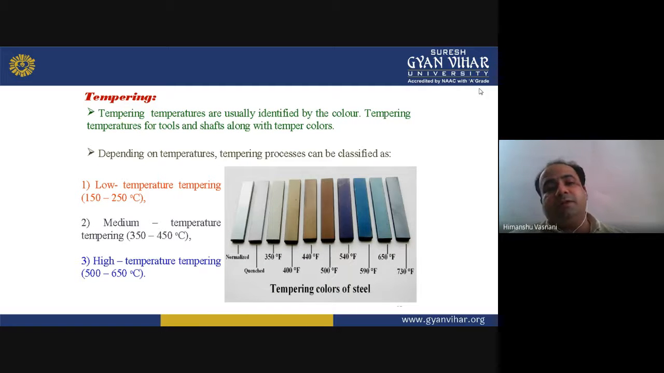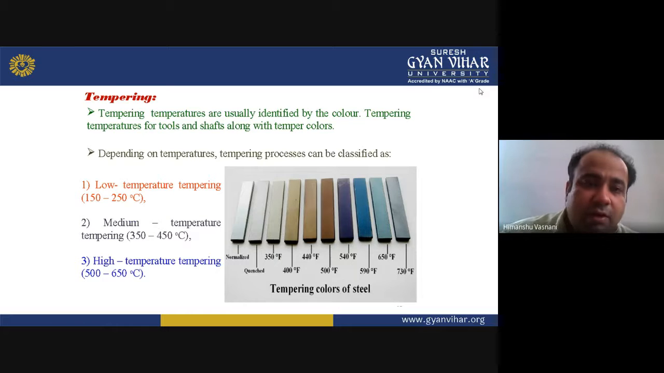Tempering temperatures are usually identified by color. You can see the tempering colors of steel at different temperatures, and how the different colors are formed in tempering. The tempering temperatures of tools and shafts are shown there along with temper colors. You can classify tempering processes depending on the temperature: low temperature tempering is around 150 to 250 degrees centigrade, medium temperature tempering is at 350 to 450 degrees centigrade, and high temperature tempering is at 500 to 650 degrees centigrade.